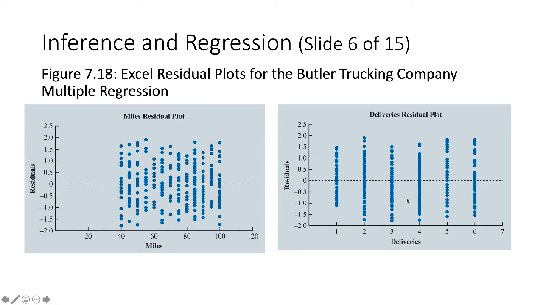The reason the dots look like this is not because they have a pattern; it's because the number of deliveries ranges between 1 and 6. There are no other values between 1 and 2, for example. You don't really have a number of deliveries of 1.5. That's why you see the data points like this. But this doesn't mean that the residual has a pattern, right? You just have many observations that have 1 delivery, and this group has 2 deliveries, and so on.